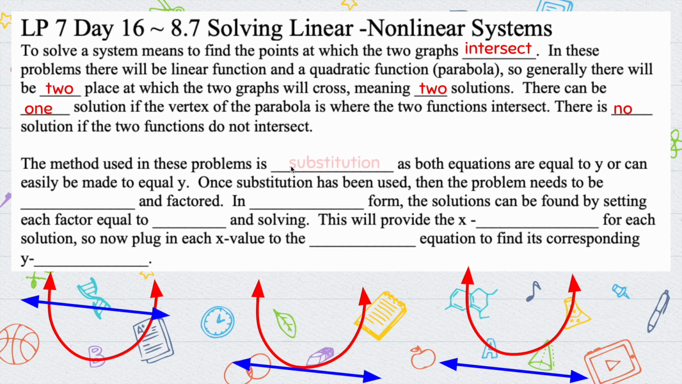The method used in these problems is substitution, as both equations are going to be equal to y or can easily be made to equal y. So you'll see that on the next page when I show you the equation. Once substitution has been used, then the problem needs to be simplified and factored. In factored form, the solutions can be found by setting each factor equal to 0 and solving. This will provide the x-coordinate for each solution. And now we're going to plug back in the x value to the linear equation to find its corresponding y-coordinate. So very similar to what we were doing before when we were trying to find the solution to two lines, but now we're going to find the solution to a quadratic and a linear.